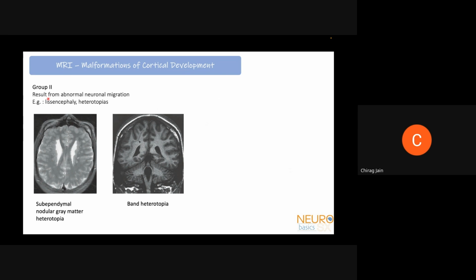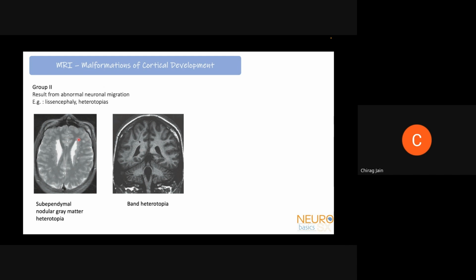Group 2 malformations, on the other hand, result from abnormal neuronal migration. So that is where the neurons that are supposed to migrate from the ventricle to the cortex have not migrated properly. So they probably got lost and got stuck somewhere in the middle along the way. So this usually leads to heterotopias, but can also lead to lissencephaly.